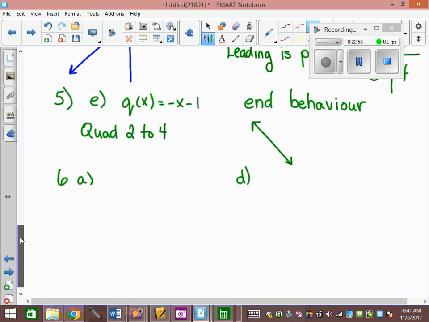So we need to match some equations to graphs, correct? And 1 is a cubic function, it's an x cubed. So do we care about it right now? 2 is an x squared. Do we care about it right now? Which are the only 2 we care about right now? The last 2, right? Those linear ones?